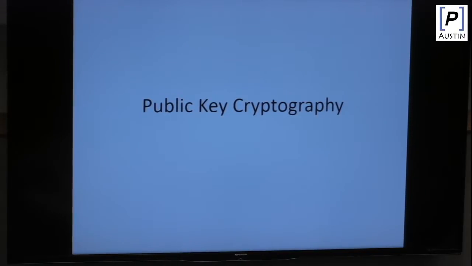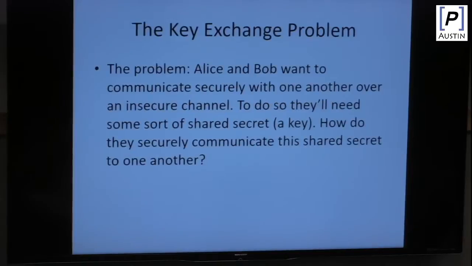Okay, so now we're going to talk about public key crypto. So let's say Alice and Bob want to communicate securely with one another, they're opening a secure channel. They have a shared secret to do so. So how do they communicate that shared secret with one another? I mean, they don't have a secure channel to begin with, so how do you exchange information?